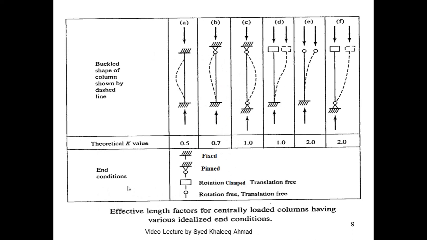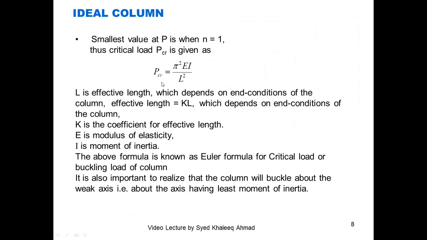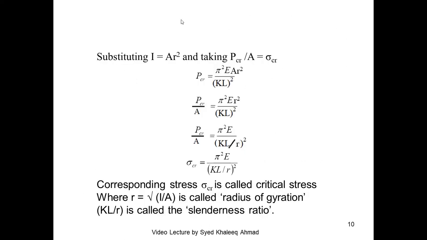Now in the previous equation, pi square EI over L square, which is the critical load of the column, we substitute I equal to A R square, because by definition moment of inertia is A R square, where A is the area and R is the radius of gyration. We also know the relationship between stress and load: load upon area will be equal to stress. So we will combine these formulas to get our formula for sigma CR.